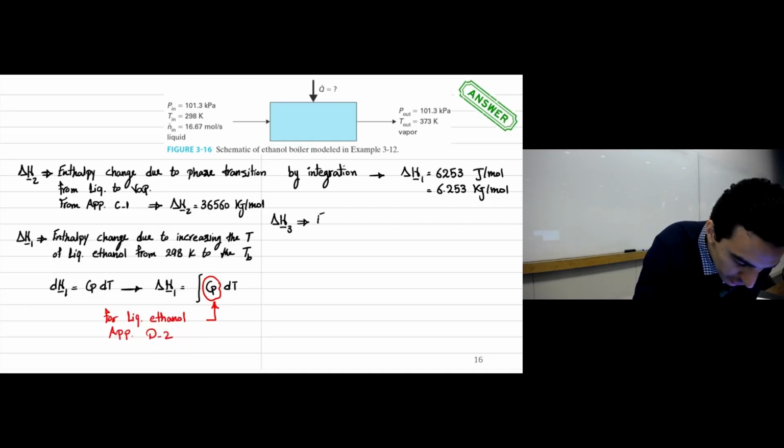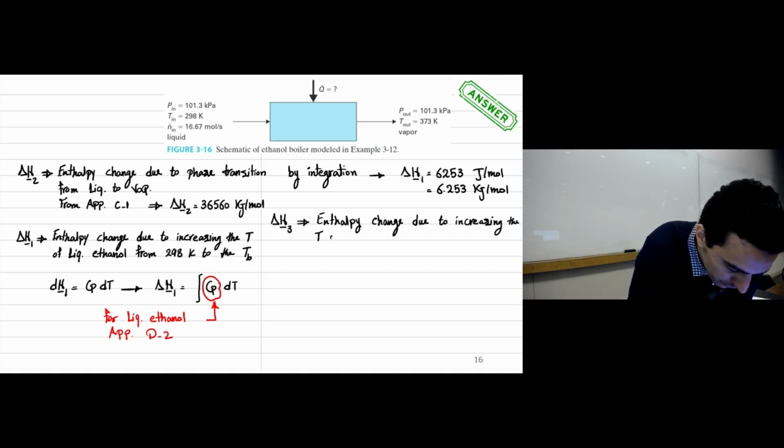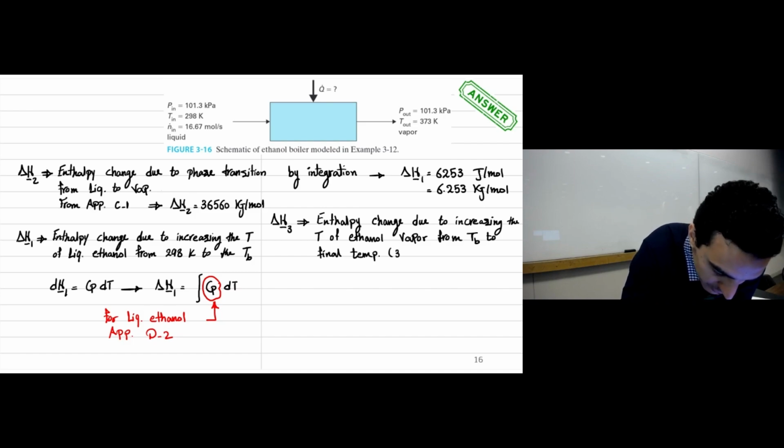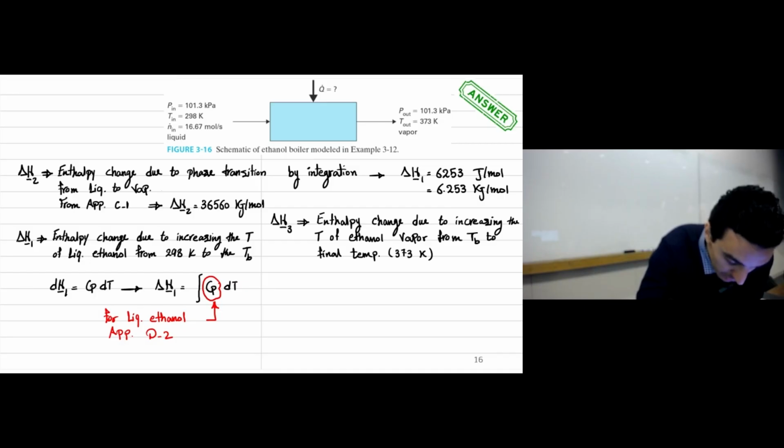Delta H3, so this one is the enthalpy change due to increasing the temperature of ethanol, but this time ethanol vapor, from the boiling point to the final temperature, which is in this example 373 Kelvin. So this one is for vapor, but the same equation will be used.